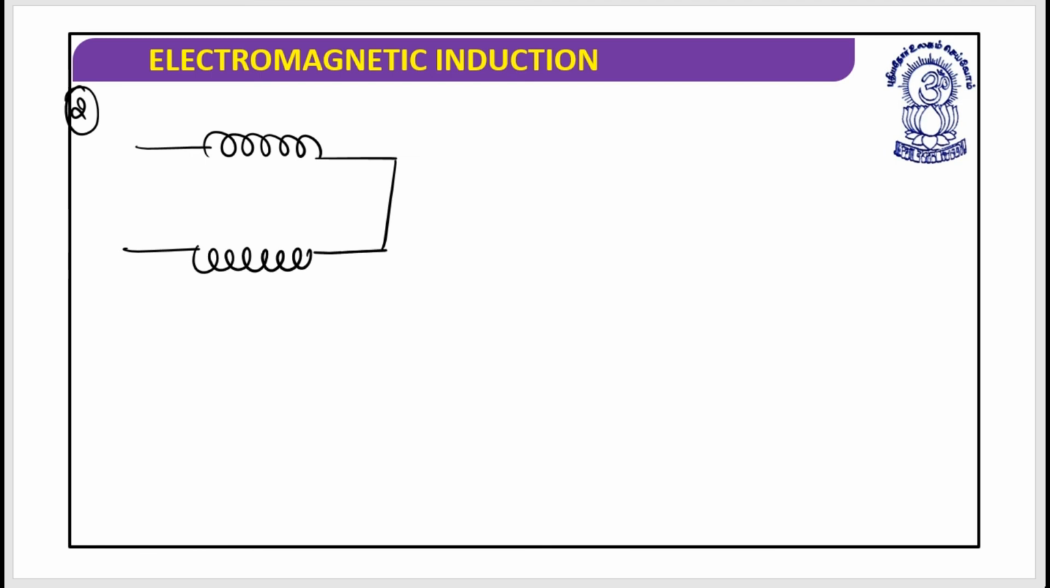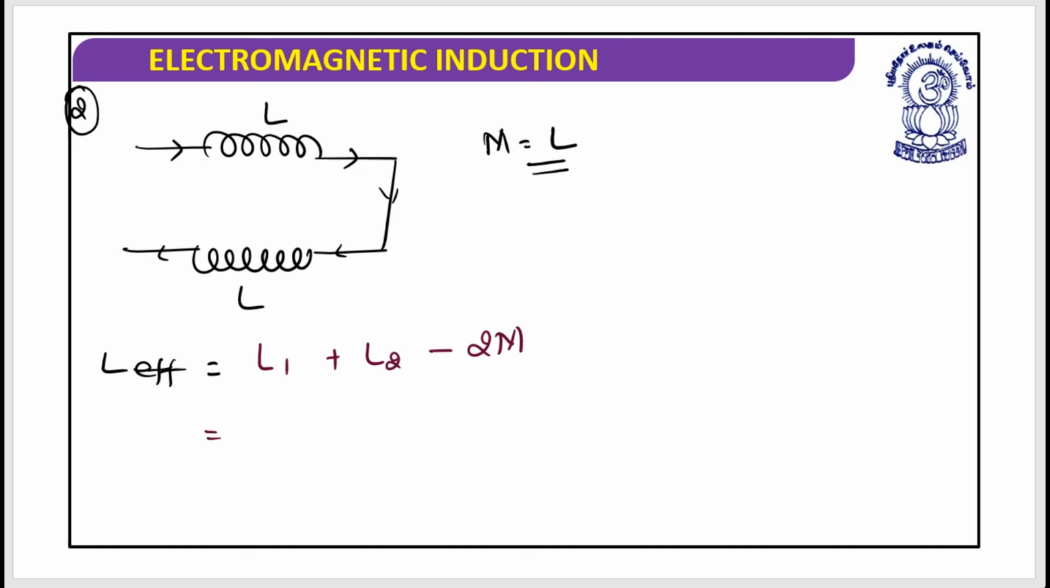So this is the situation. This is L, this is L, and as I know that now mutual inductance is equal to self inductance, so this L effective current is passing through this. So the L effective would be equal to L1 plus L2 minus 2M. So this will be equal to 2L minus 2M. This is equal to 2L minus 2L. This is equal to 0. This is L effective. I hope you got this.